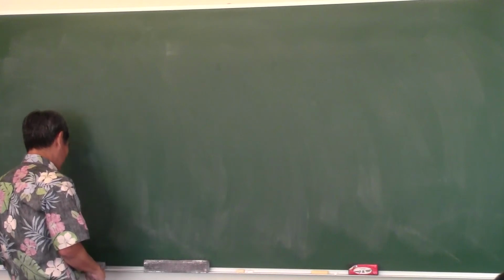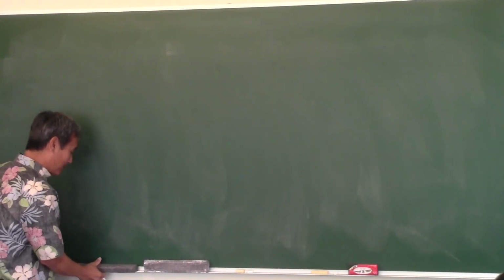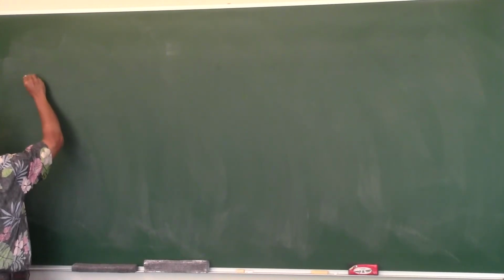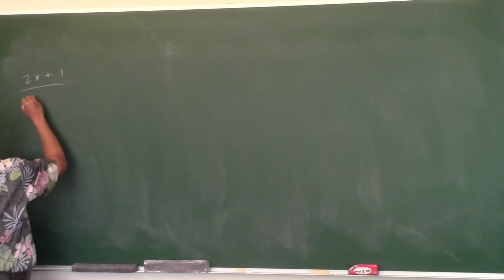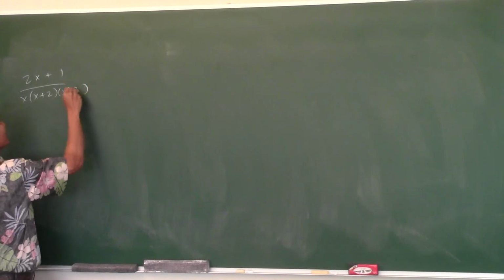Okay, hopefully we have time at the end. Okay, so let's just practice setting up the problem, because like I said, if you don't set up the problem correctly, it's a fatal error. Okay, let's start with an easy one. What if you had 2x plus 1 over x times x plus 2 times x minus 3?